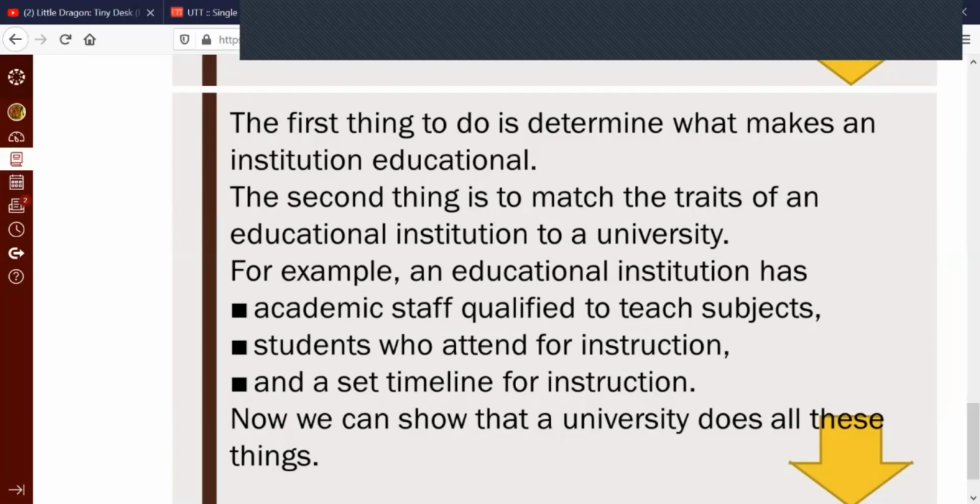So for example, let's say we identify that all educational institutions have an academic staff qualified to teach subjects. They all have students who attend to be instructed on these subjects. And they all have a timeline for instruction. So your course could be 2 years, 3 years, 4 years. Primary school is 7 years. Secondary school is 5 or 7 years, and so on. So there's a specific time frame in which students will receive instruction. We have students attending, and we have academic staff qualified to teach subjects.